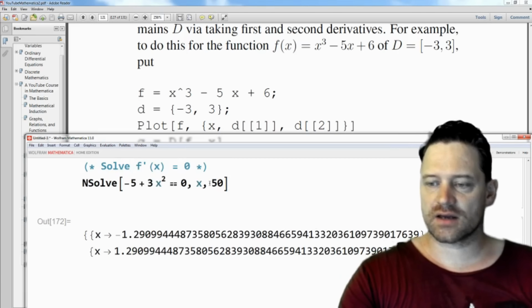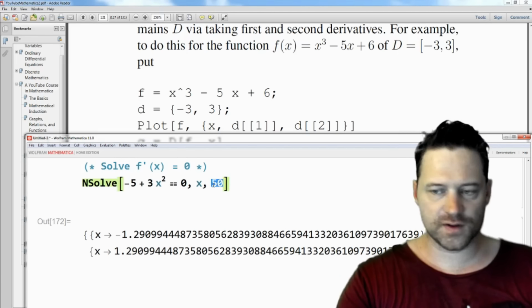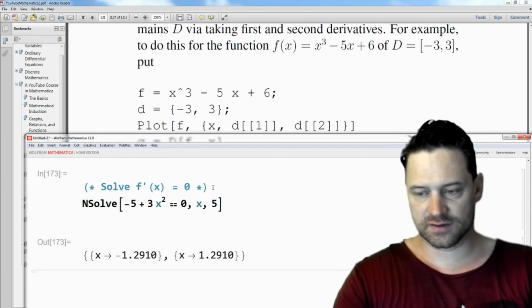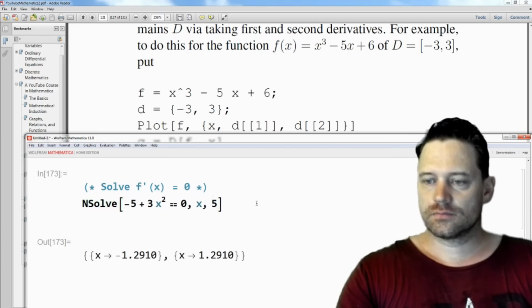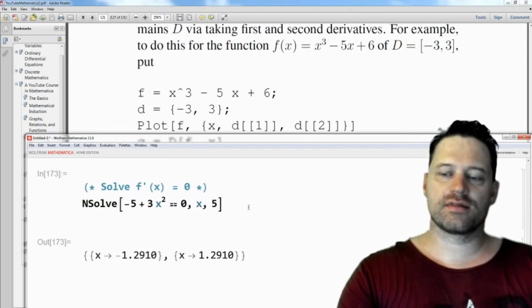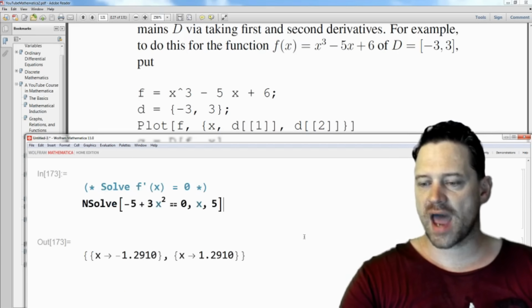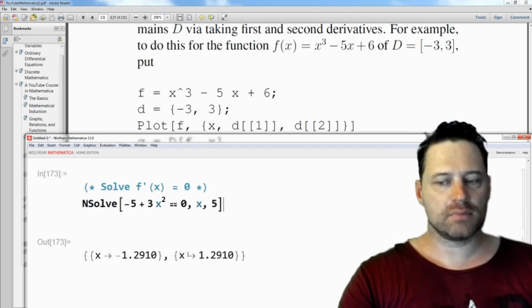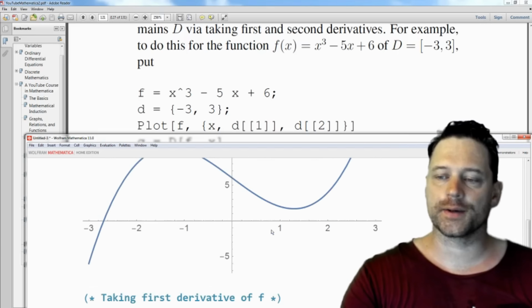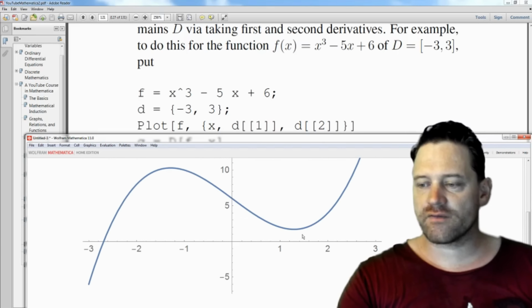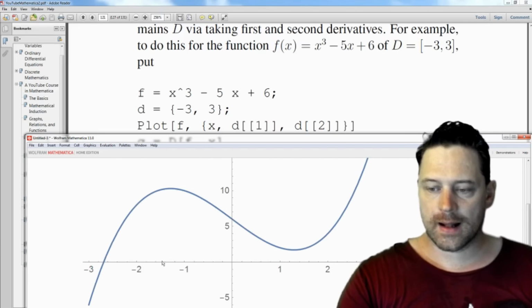Now, let's see. Okay, so probably we only want a few, so let's go for 5. Okay, so the next thing for us to do is to interpret what these are. So let's go back. Remember these numbers, plus or minus 1.29 something. Now have a look here at this graph.